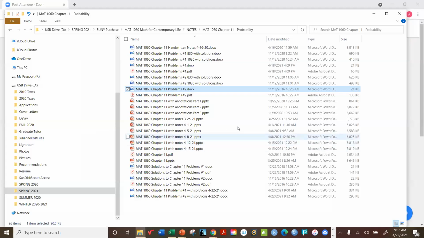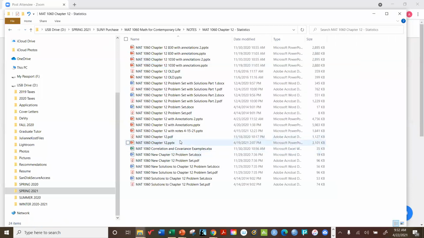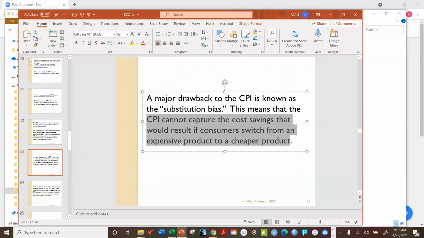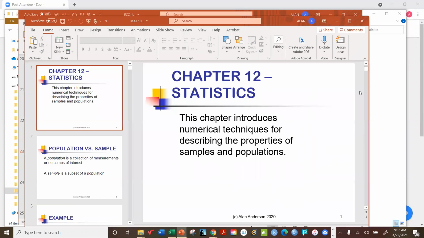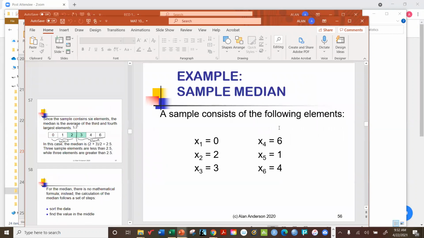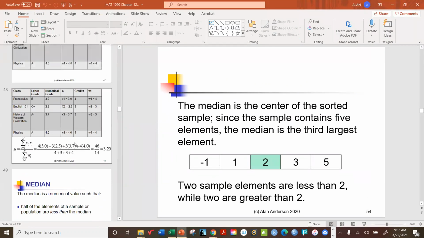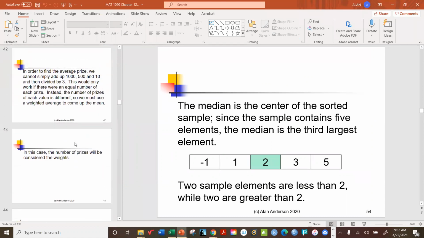All right. So let me go back and reopen chapter 12 and we'll pick it up where we left off. You might recall we were talking about mean, median, and mode, although we didn't get to the mode just yet. Let me quickly review what these were all about. The mean is an average.